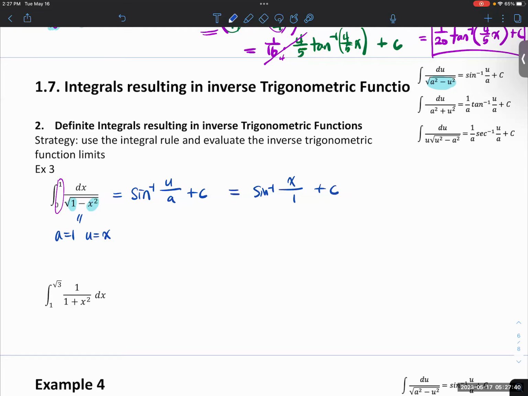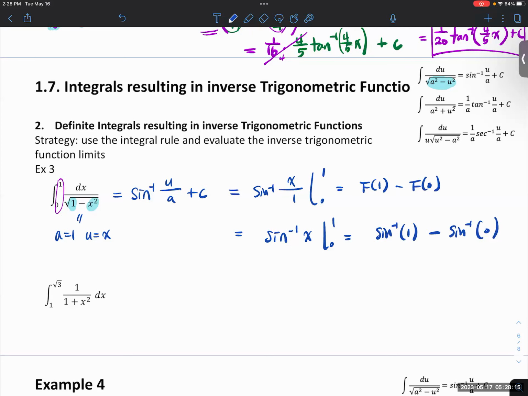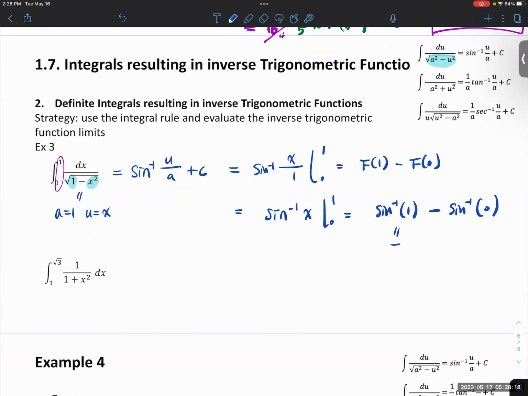But here we have from 0 to 1. That's the interval, correct? So instead of writing c, let me just finish up from 0 to 1. That means capital 1 minus capital 0. So you're going to subtract large minus 0. That's the definite integral. So this is sine inverse x, I forgot the x, from 0 to 1. So if you're plugging in 1 minus sine inverse 0, sine inverse 1, you will get pi over 2.